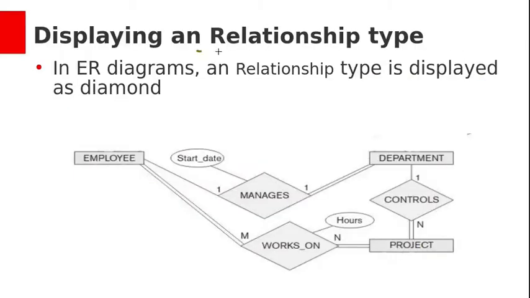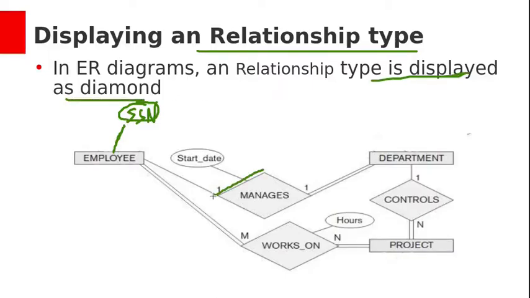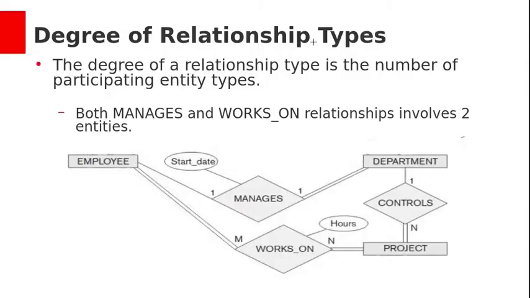Now, representing this relationship type in the ER model, entities will be represented with a rectangle box and attributes will be represented with an oval, like SSN. Let us see relationships. Relationship types are displayed as diamonds. Okay, this is the relationship. Like that, works on. This is another relationship which relates the entities employee and project. Degree of relationship type.